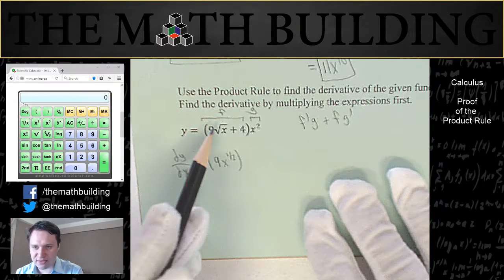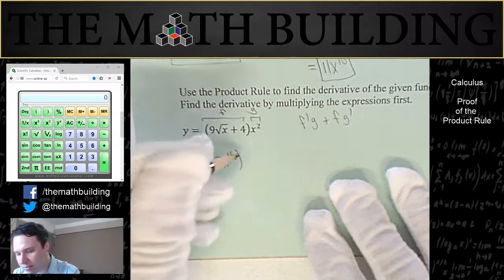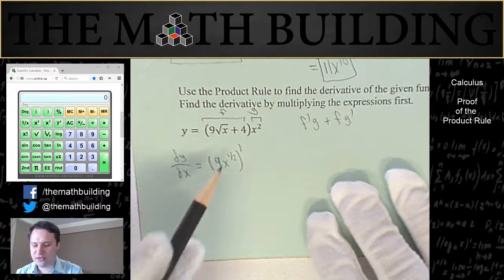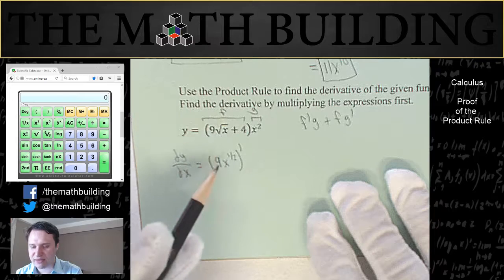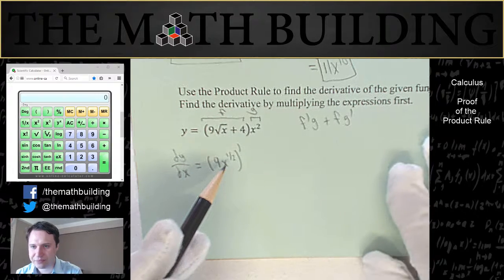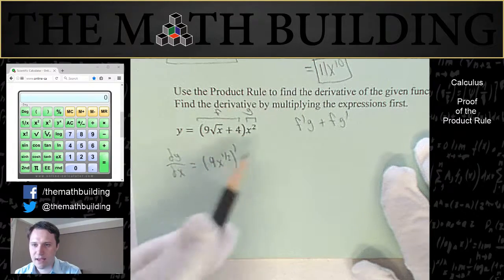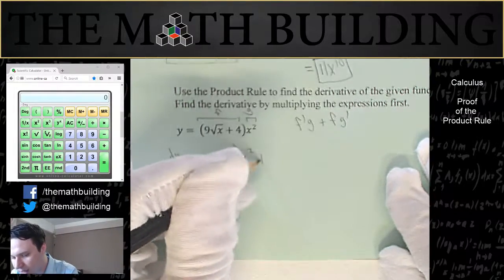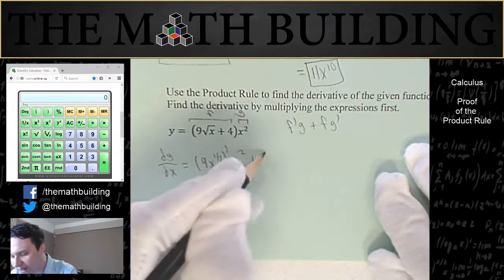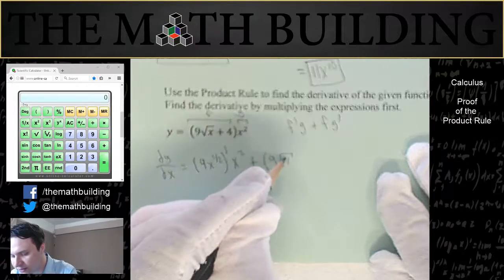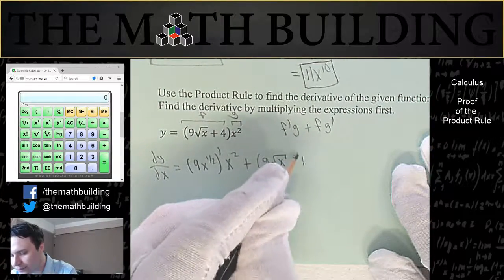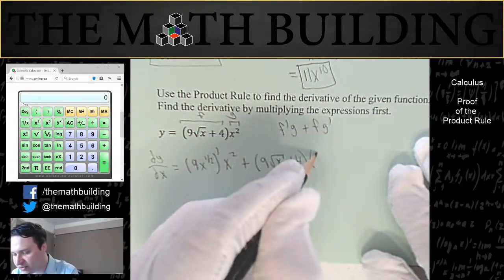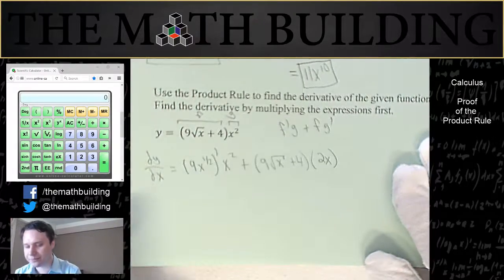That's the same thing as 9 root x, okay? But I'm going to put a prime there because I haven't taken the derivative yet, okay? So remember, 9 square root of x is the same as 9x to the 1/2. So we're going to do that times g, which is just x squared, plus, now we take all of f, which is 9 root x, plus 4, times the derivative of g. So the derivative of x squared would just be 2x.